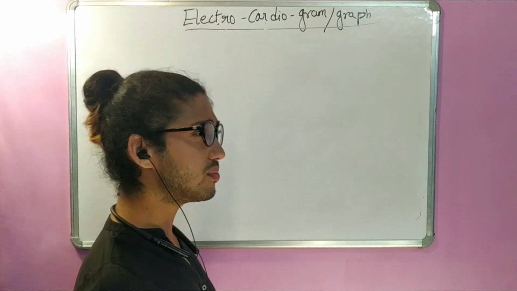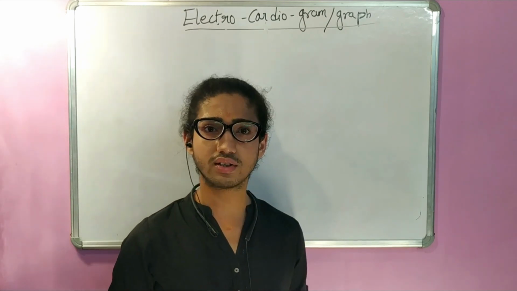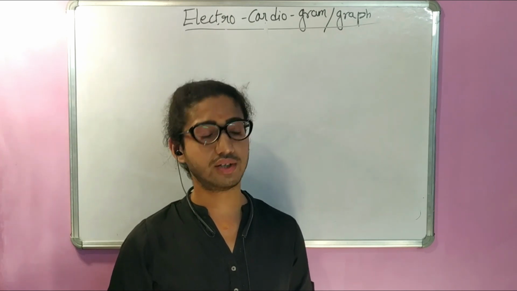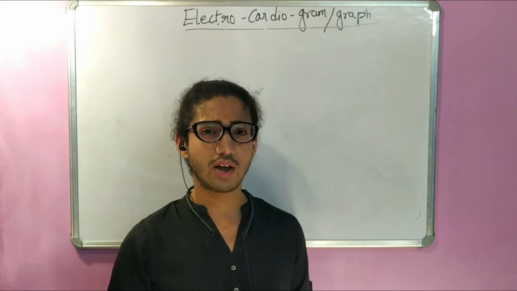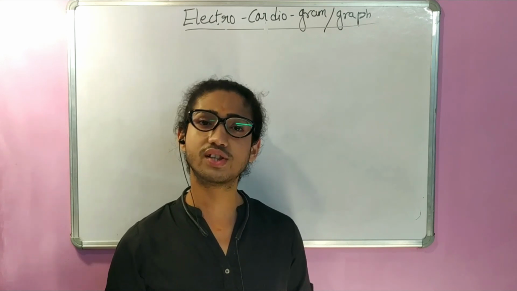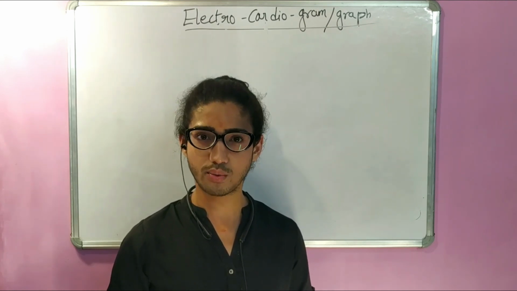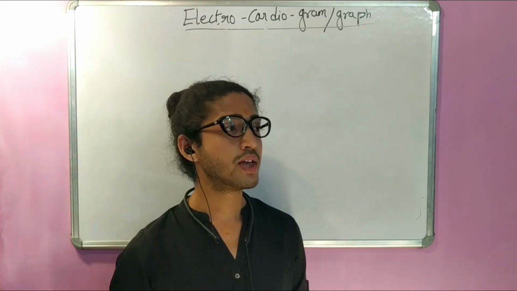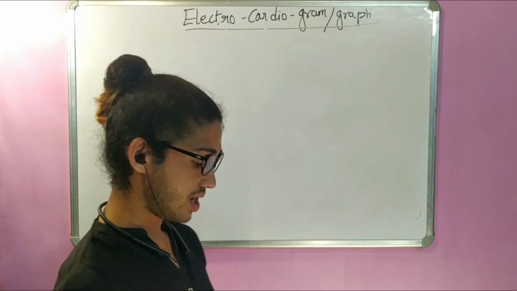Okay, so this is one of the very oldest methods, discovered in the early 20th century, and I think the Dutch physiologist William Einthoven was the first person to form the first electrocardiogram. Okay, so how do we actually do it?